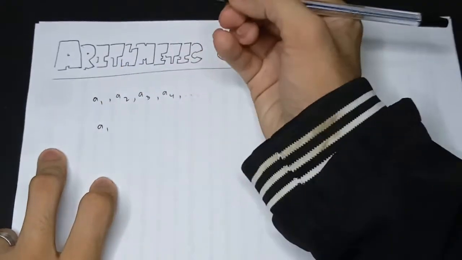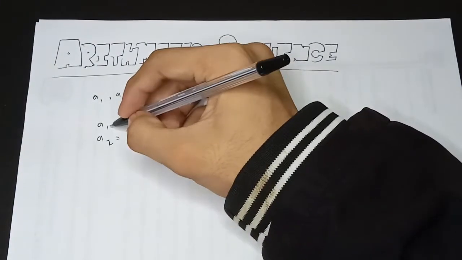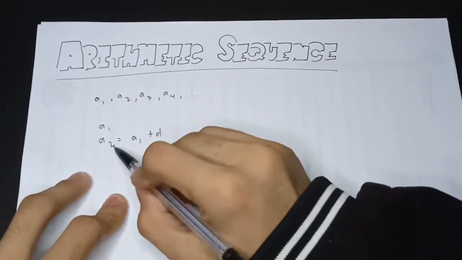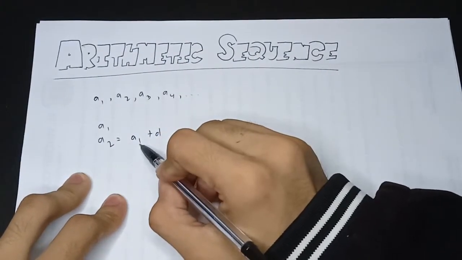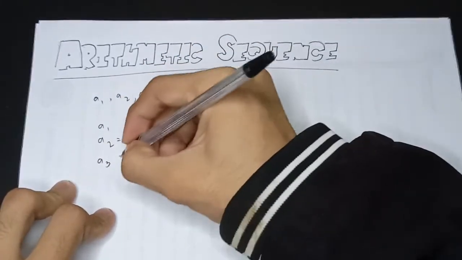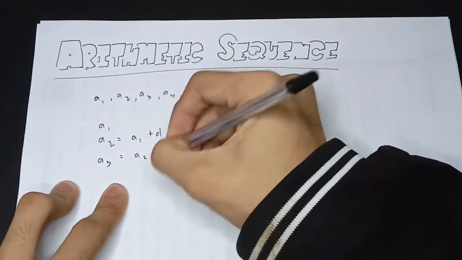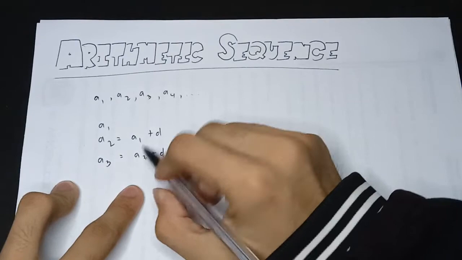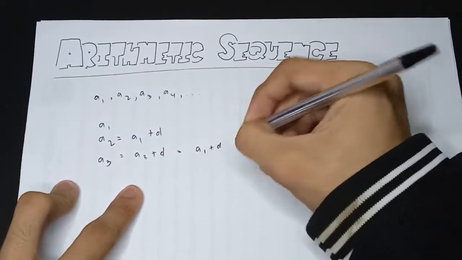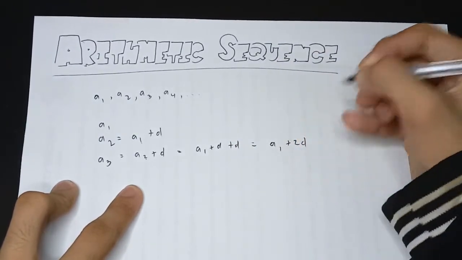Meron tayo dito, a sub 1, then a sub 2. Paano natin makukuha si a sub 2? So, add tayo ng common difference dito kay a sub 1. So, a sub 1 plus d. So, makukuha natin si a sub 2 kapag nag-add tayo ng isang common difference sa a sub 1. So, paano naman natin makukuha si a sub 3? Add tayo ng isang common difference sa a sub 2. A sub 2 plus d. Ang a sub 2 is equal to a sub 1 plus d. So, substitute natin a sub 1 plus d, and that is equal to a sub 1 plus 2d.